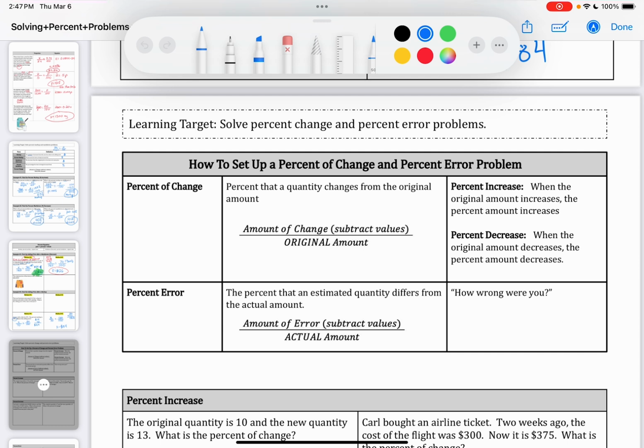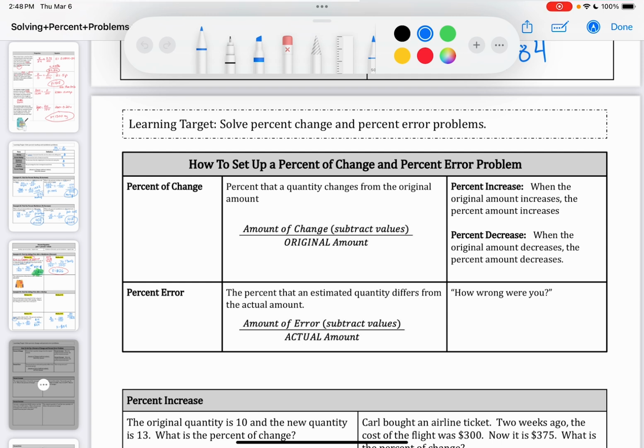Today we're going to talk about learning how to solve percent change and percent error problems. So this is about how wrong are you? How close were you to the difference? Or what was the percent of increase and percent of decrease? Percent of increase and decrease, you can also use that to find tip, and you can use it to find sales tax percentages if you have the values but you need the percent.